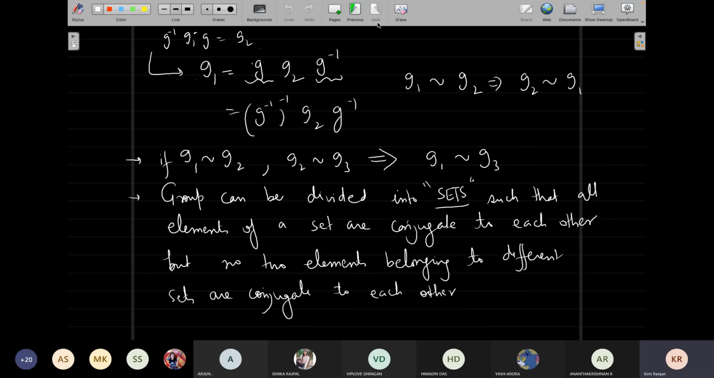We further said that conjugate elements also have certain properties. Another one which I extended was, if G1 is conjugate of G2 and G2 is conjugate of G3, then G1 is conjugate of G3. The important thing which I wrote towards the end, for which we are going to have an example: a group can be divided into sets such that all elements of a set are conjugate elements of each other, and no two elements belonging to different sets will be conjugate.